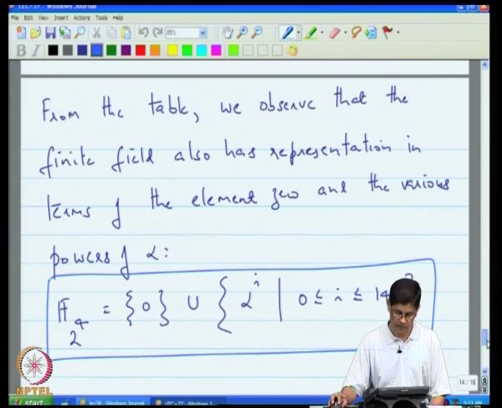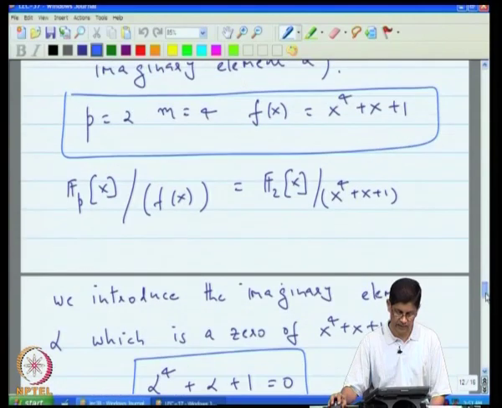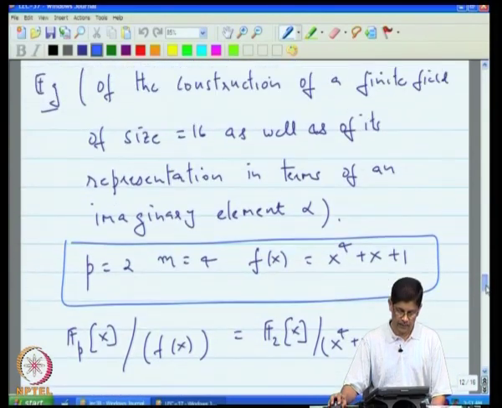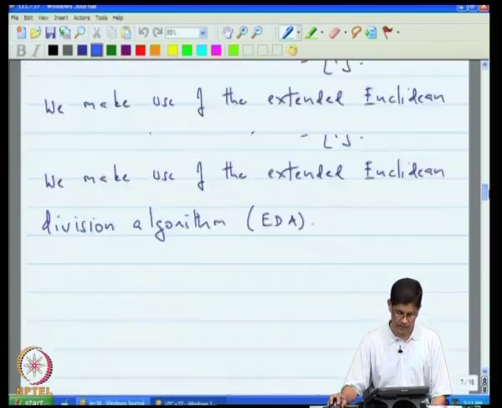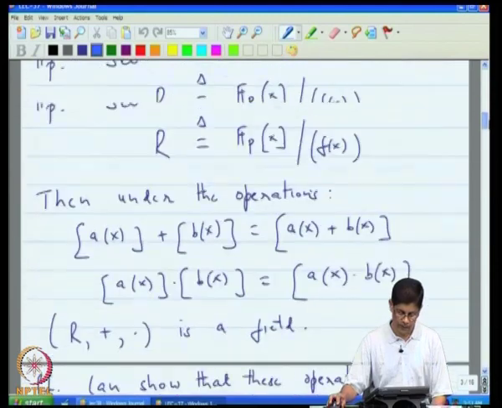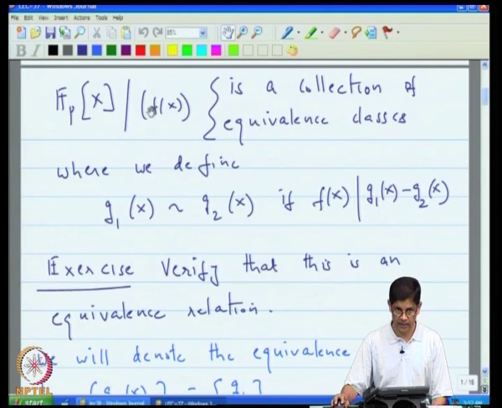So, where we had left off is that we actually provided a construction of finite fields, and the way we did it was saying that the generic construction is like this. You look at the set of all polynomials over a certain finite field F_p, and then you go modulo an irreducible polynomial, and this really should be interpreted as the collection of equivalence classes, where we define two polynomials to be equivalent if f(x) divides the difference.